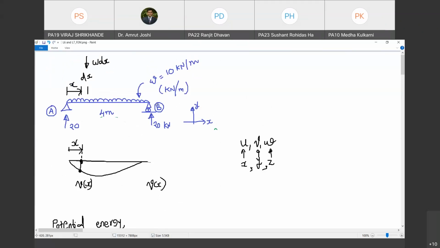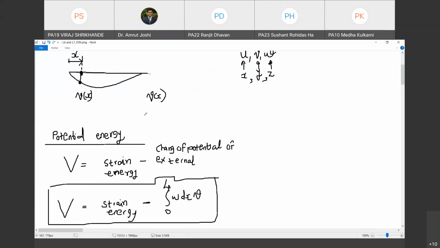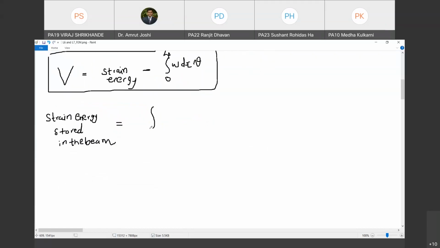So therefore, we are going to neglect the strain energy stored due to the shear action, and we are going to consider only strain energy stored due to bending. And what is the strain energy stored due to bending? We all know that the expression for strain energy stored due to bending is, I'm sorry, M square upon 2 EI dx, its integration over the entire length of the beam, that is 0 to 4 meter in this particular case.